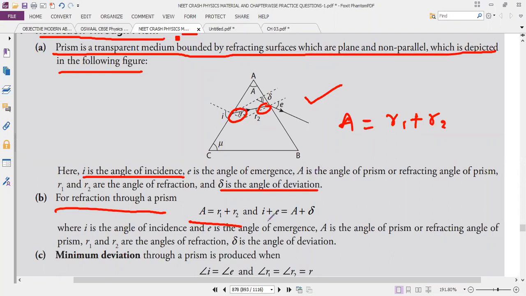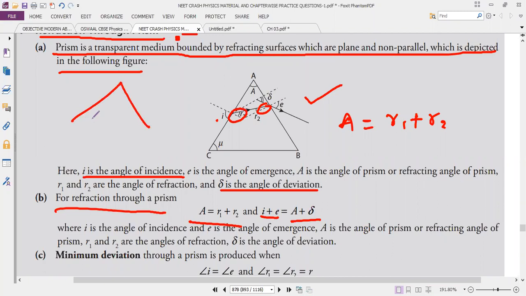Next, I plus E. I means the angle of incidence, E the angle of emergence. The sum of the angle of incidence and angle of emergence is equal to A plus delta. Delta means the angle of deviation. So how to take the angle of deviation is like this.